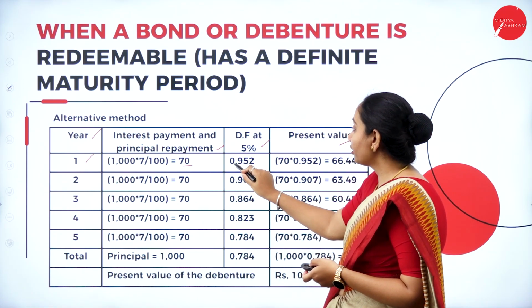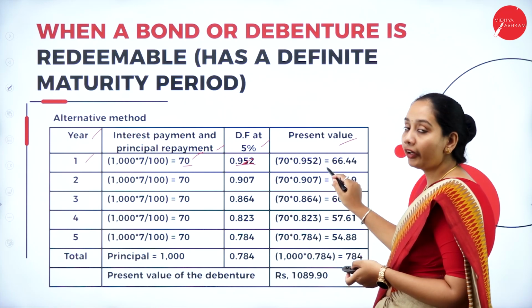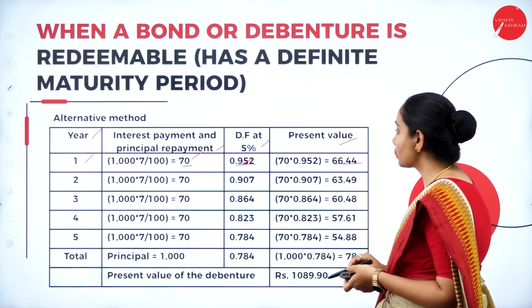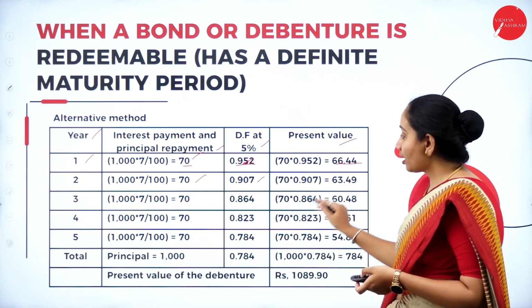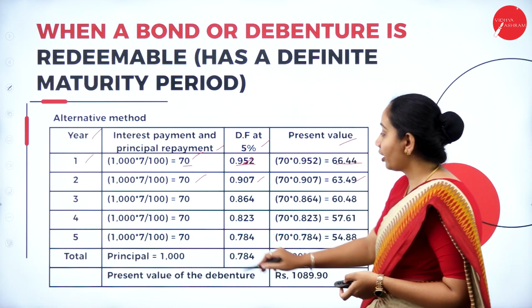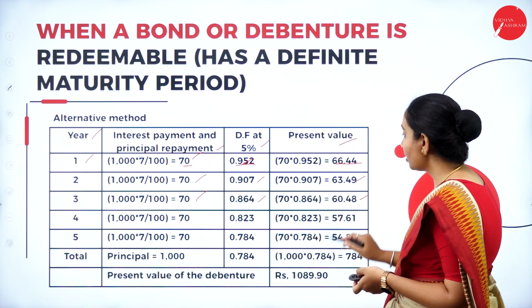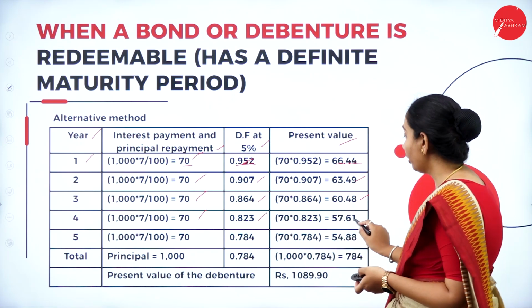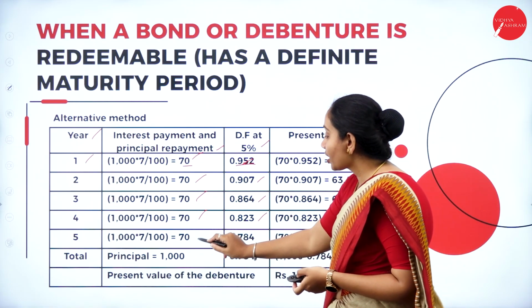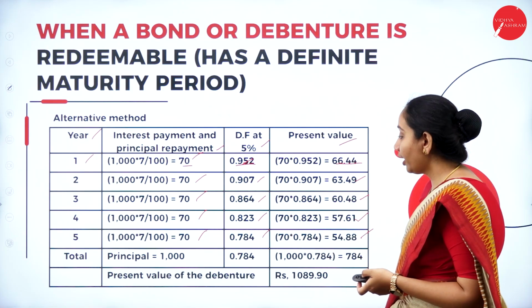Then the discount factor at 5% is 0.952. So 70 into 0.952 will get 66.64. Next, 70 into 0.907 will get 63.49. 70 into 0.864 will get 60.84. 70 into 0.823 will get 57.61. 70 into 0.784 will get 54.88.